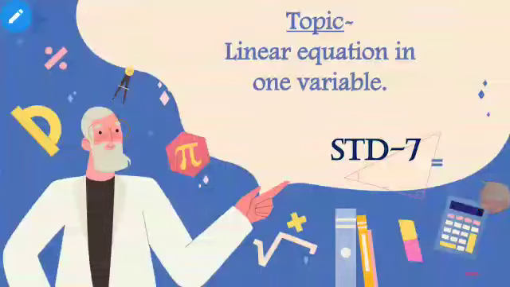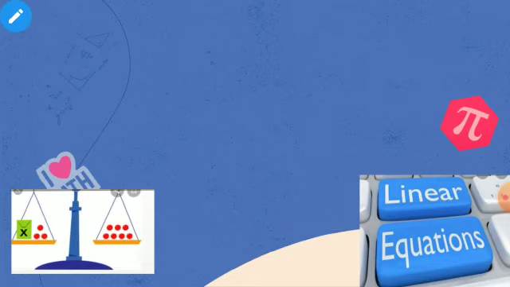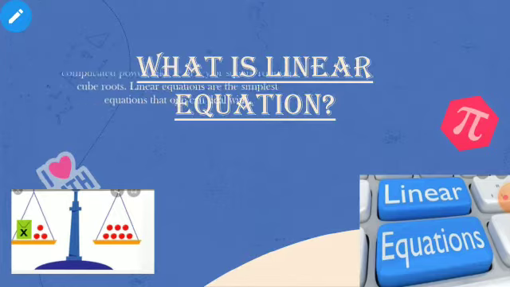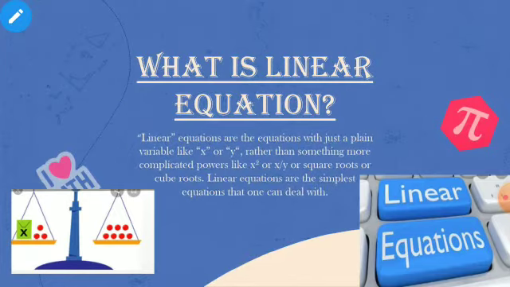Good morning, children. Today we are going to learn about linear equations in one variable. What is a linear equation? Linear equations are equations with just a plain variable like x or y, rather than something more complicated like x square, x by y, square roots or cube roots. Linear equations are the simplest equations that one can deal with.